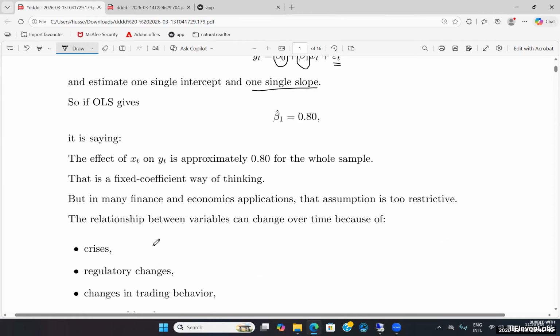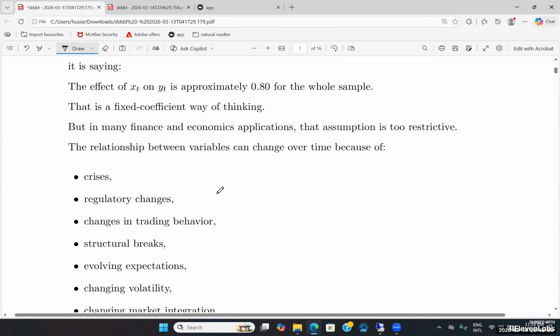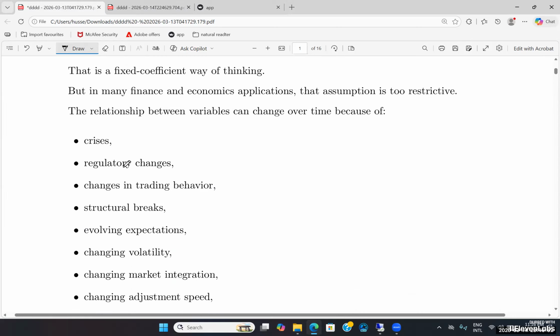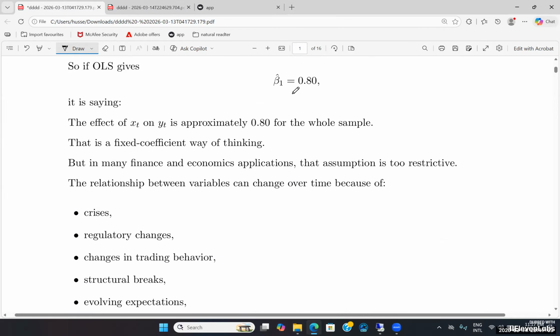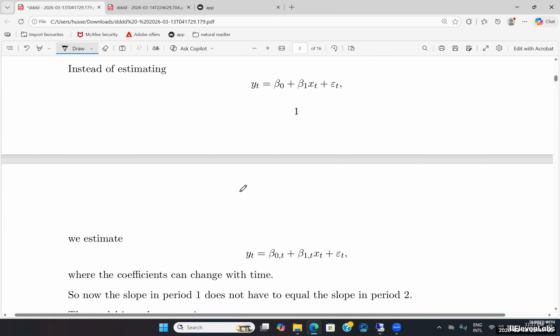However, in numerous financial and economic applications, this particular assumption might not be very realistic because the underlying relationship between y and x, and indeed between all variables, tends to change over time. This could occur due to a financial crisis, shifts in regulatory frameworks, fundamental structural breaks, fluctuations in market volatility, evolving levels of market integration, the pace of market adjustment, or even evolving policy decisions. All of these will indicate a modification in the relationship between y and x.